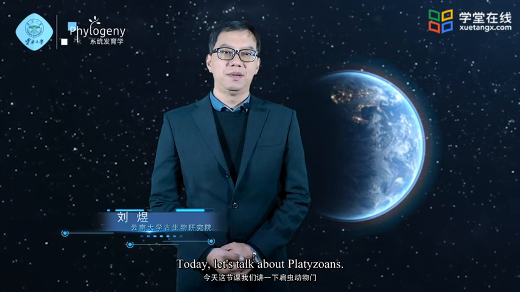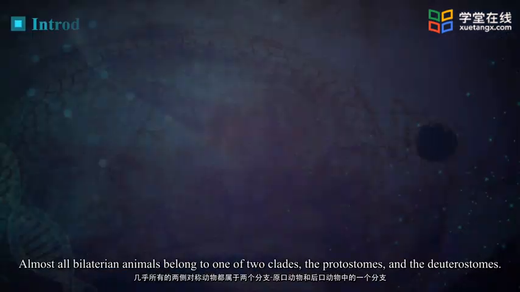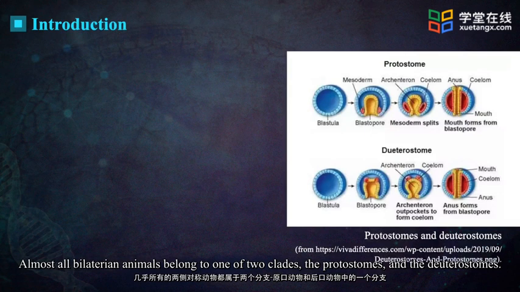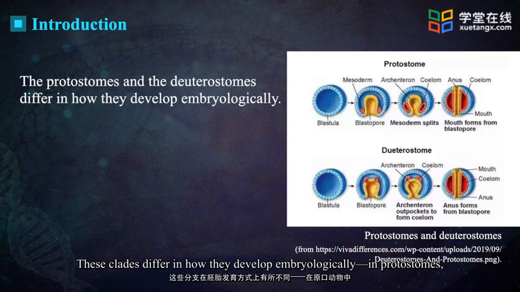Hello everyone. Today let's talk about platyzoans. Almost all bilaterian animals belong to one of two clades, the protostomes and the deuterostomes. These clades differ in how they develop embryologically.